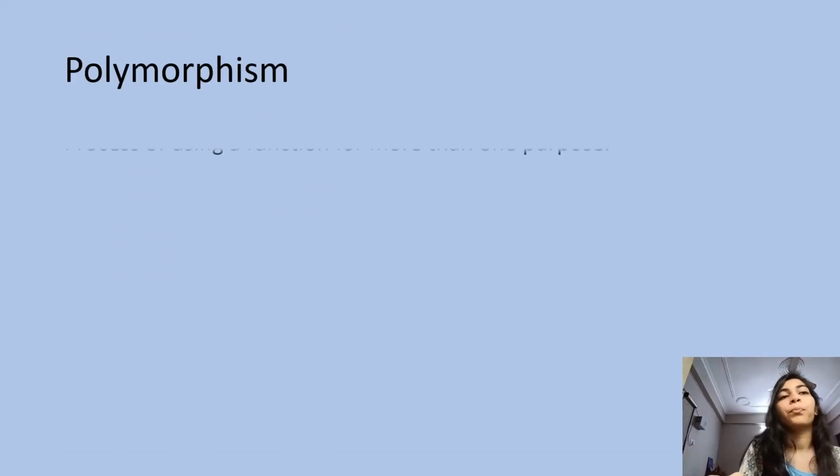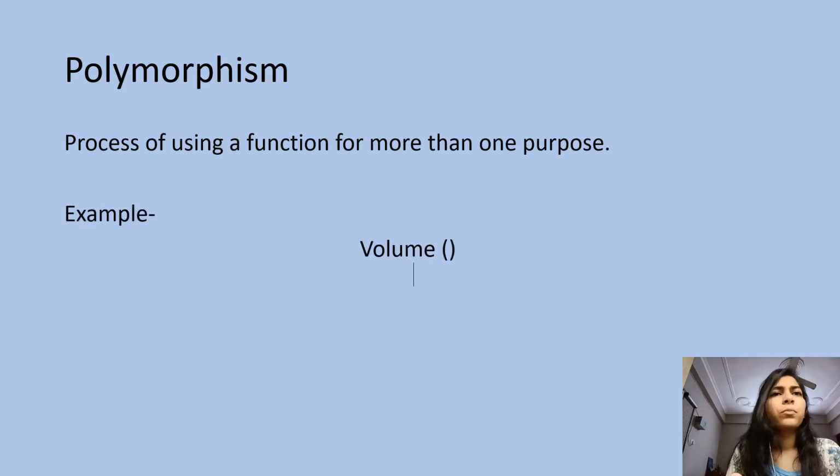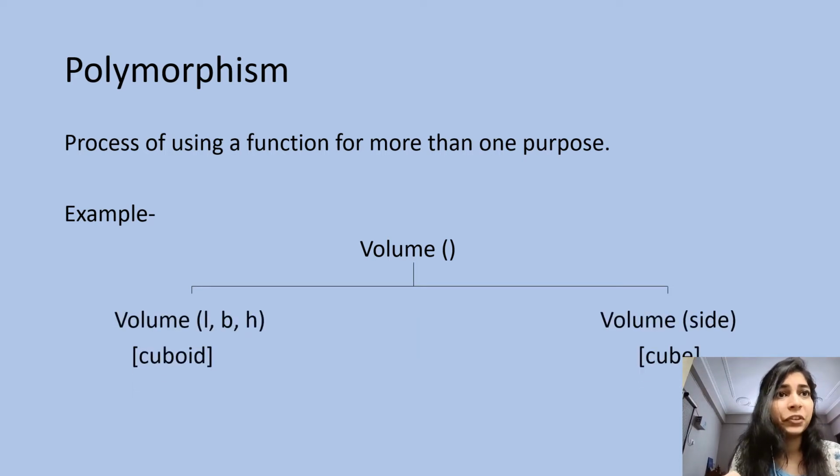Right, so polymorphism is the ability to process objects differently based on their classes and data types, right? It is the process of using a function for more than one purpose.